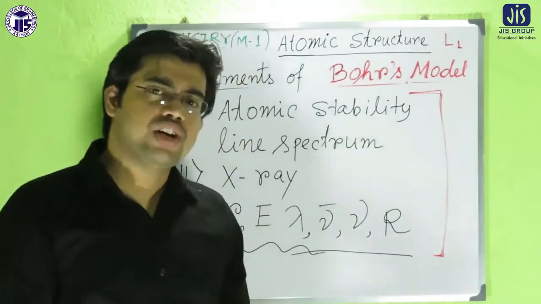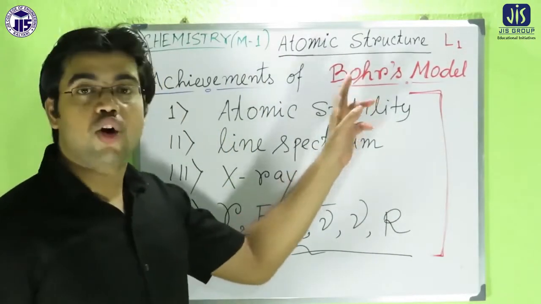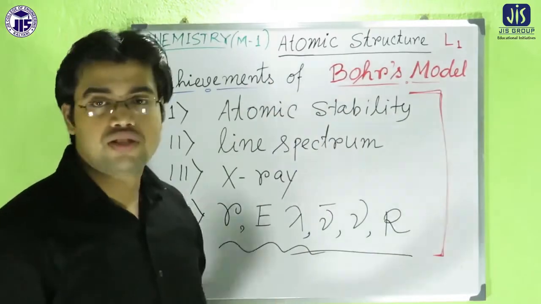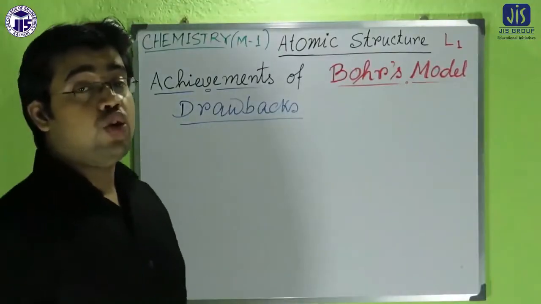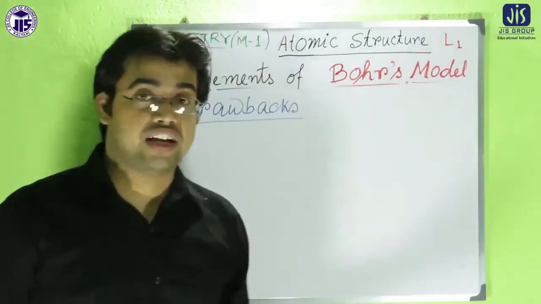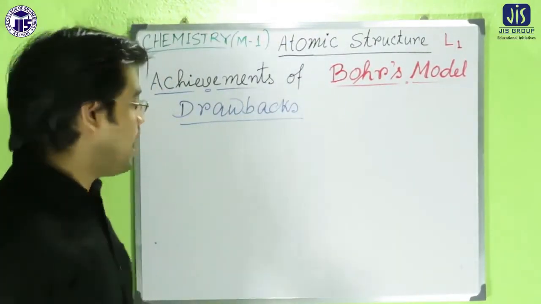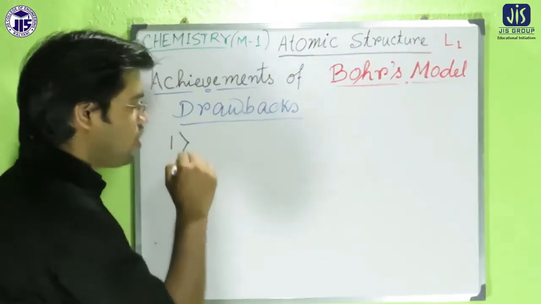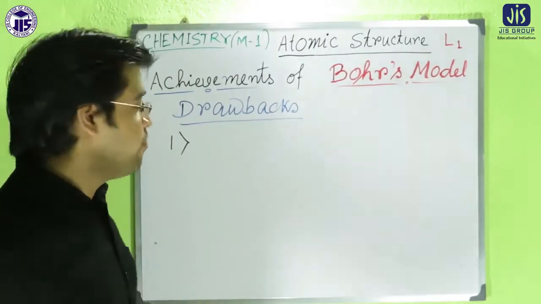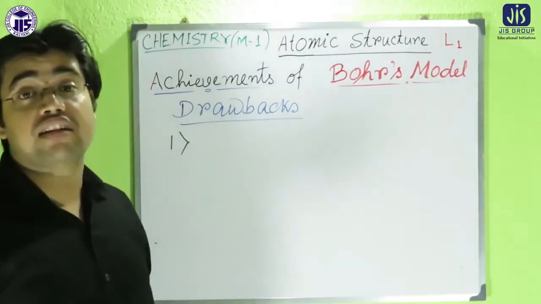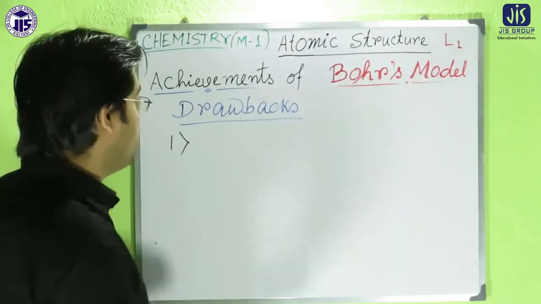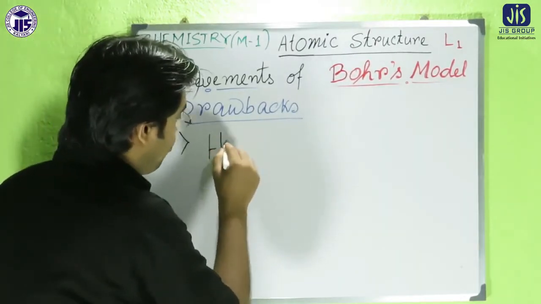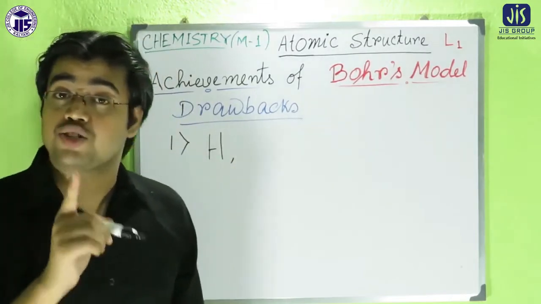So first of all, we will discuss the limitations, or the discrepancies or drawbacks, of the Bohr model. Okay, so the first drawback of the Bohr model. According to Niels Bohr, all the spectral characteristics or spectral features explained by Bohr were applicable only for a one electron system.